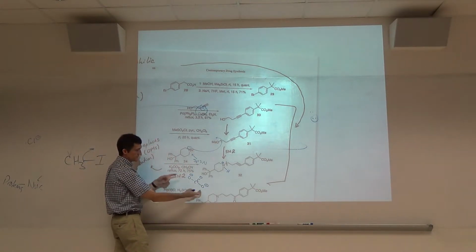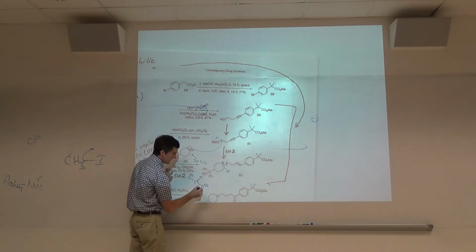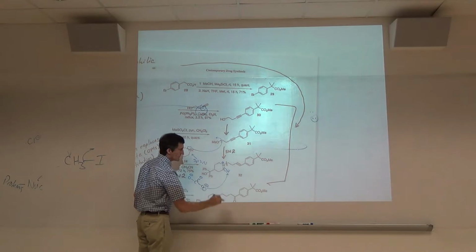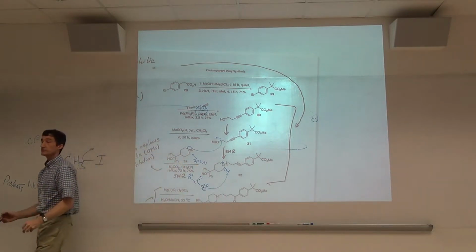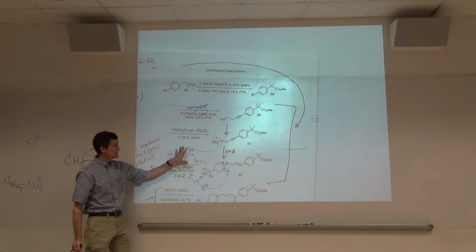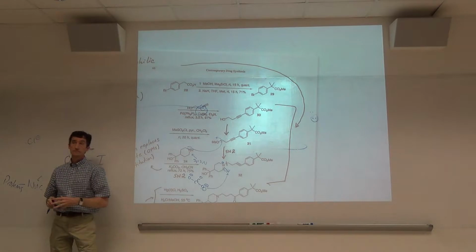So this is your potassium carbonate. This acts as a base, takes the H, leaves these electrons behind, and that's how you get your neutral amines with the lone pair again. This is an example of a direct alkylation of an amine.